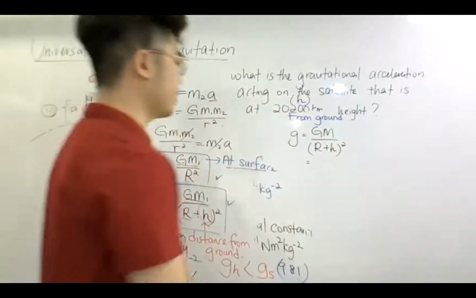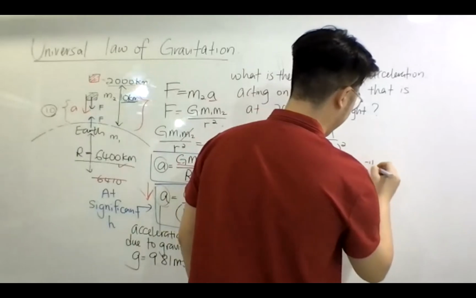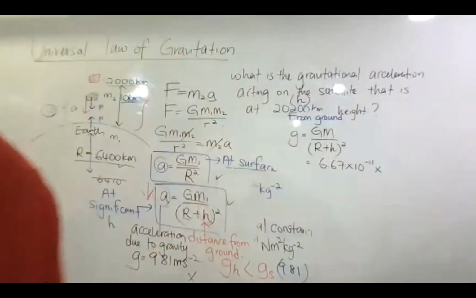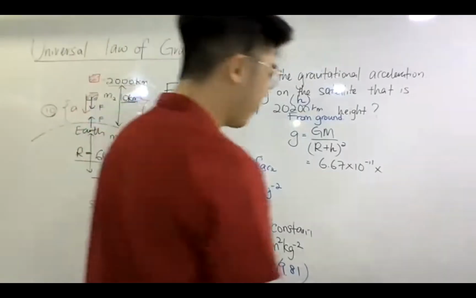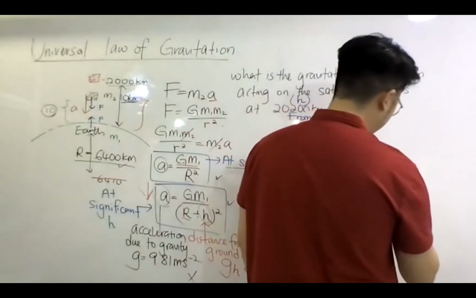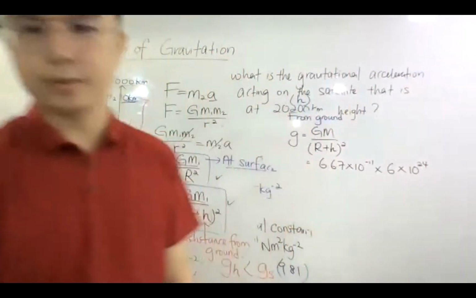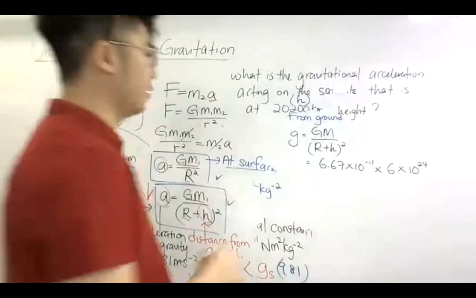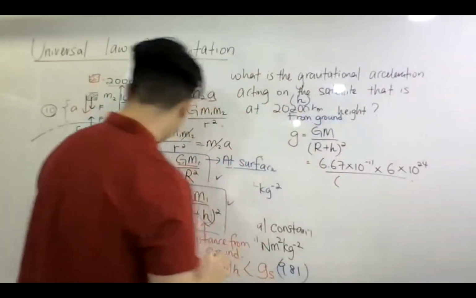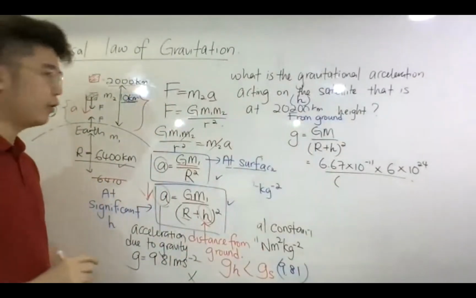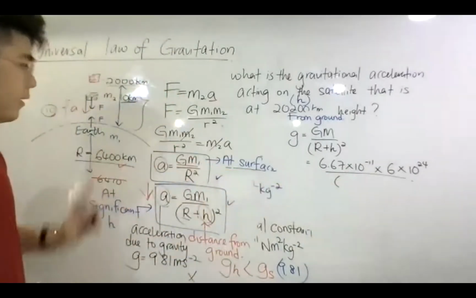Okay, so 6.67 times... What is the mass of the Earth? Okay, the mass of the Earth will be given to you, 6 times 10 to the power 24 in kg. Now, over, the radius is 6,400. You want to be careful with this one. A lot of students, when they put here, they forgot to convert this one.